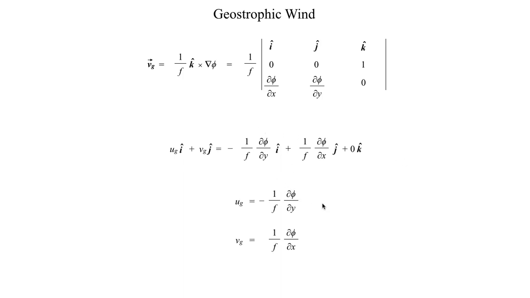And then if we separate those components out, we get that the zonal component of the geostrophic wind is equal to minus 1 over the Coriolis parameter f times the geopotential gradient in the meridional direction, or d phi dy. And then the meridional component of the geostrophic wind will be equal to 1 over the Coriolis parameter times the zonal gradient of the geopotential. So that's just 1 over f times d phi dx.